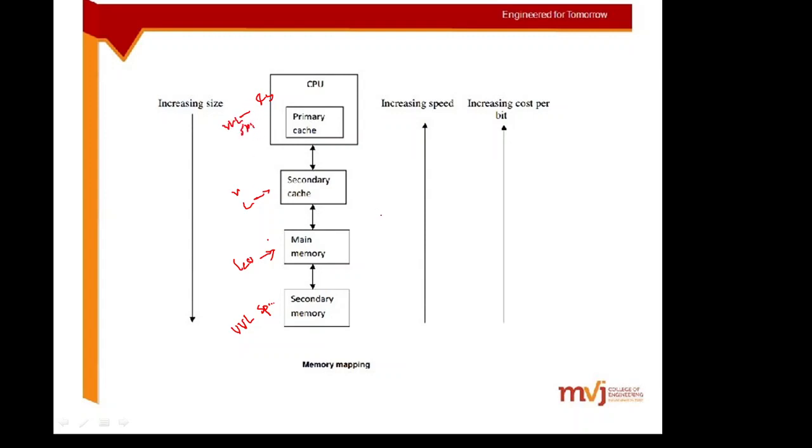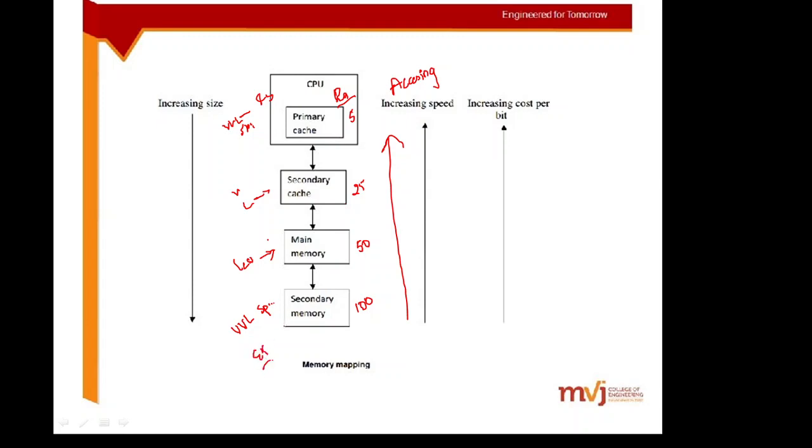So as we are moving upwards, the speed is going to increase. Accessing speed is going to increase. So why is the accessing speed going to increase? Because suppose the secondary memory is capable of storing 100 instructions, main memory is capable of storing 50 instructions, and cache is going to store 25 instructions, and CPU registers are capable of storing 5 instructions. Fine. So this is for example.